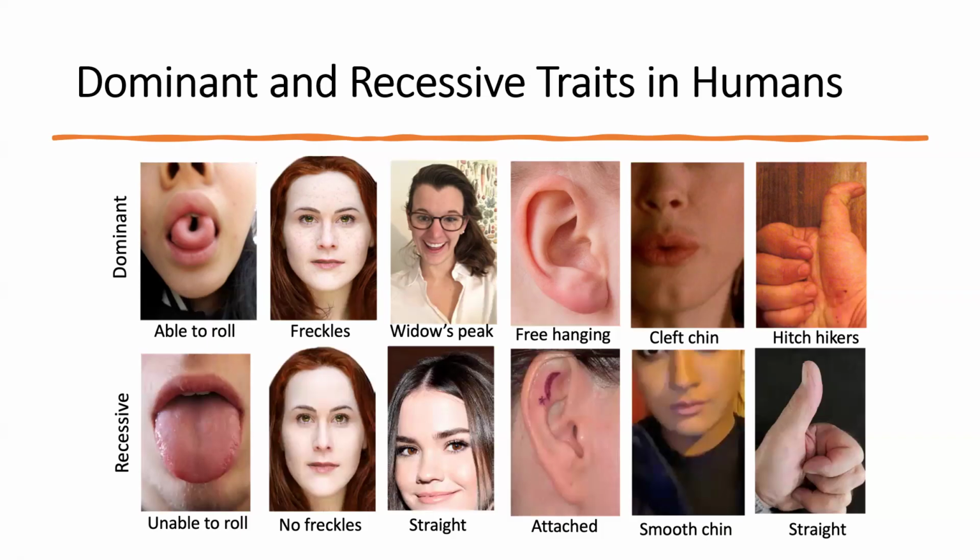Widow's peak is the hairline. Right, so it makes it like a little M. Okay. This is straight hair. Okay, and then here, right? If it's dangling, then it's dominant. If it's attached, it's recessive. There's a bunch of things you can look up. Okay, six fingers are dominant. Right, 5 fingers is recessive. So if you have 5 fingers and you like to keep it that way, you just have to find someone who has 5 fingers.